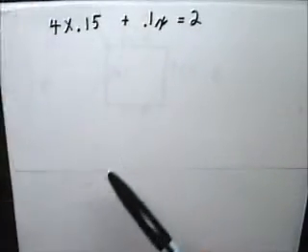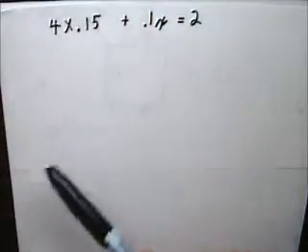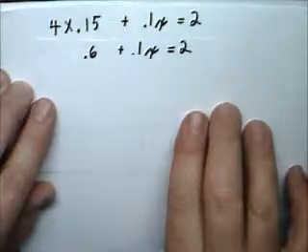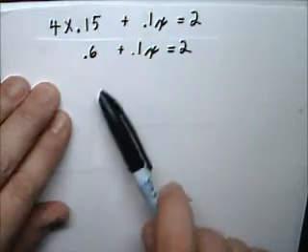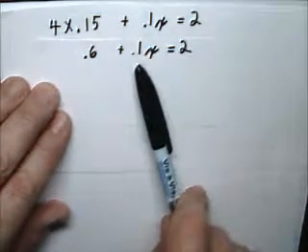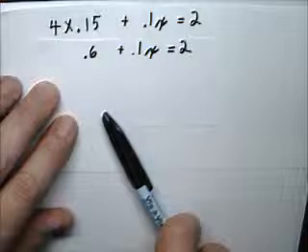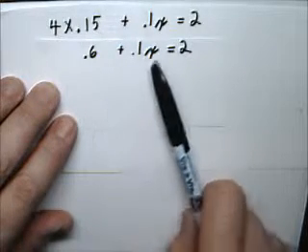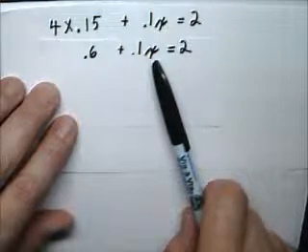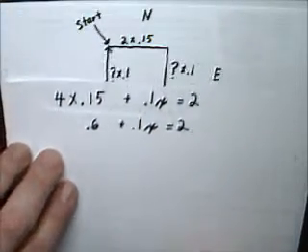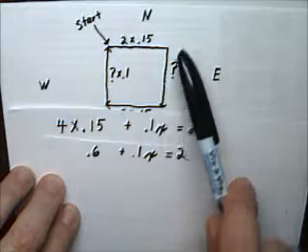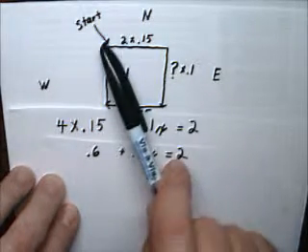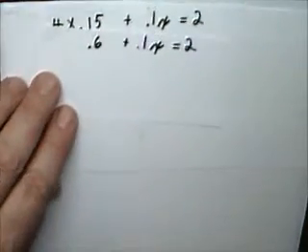So I did that multiplication. 4 times 0.15 is 0.6. So we end up with 0.6 plus 0.1x equals 2. And now we've got to figure out what x is. Well, x has to be an even number. You couldn't just run 1 block this way because you'd have to run back, so it's 2 blocks.